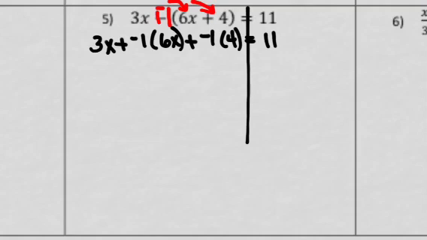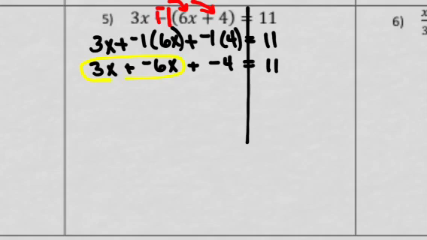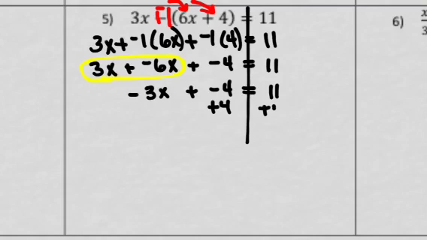So I have 3x plus -6x plus -4 equals 11. Now what I see is like terms. 3x plus -6x gives me -3x plus -4 equals 11. Then I'm going to add 4 to both sides to get rid of the -4. So that drops down to be -3x.